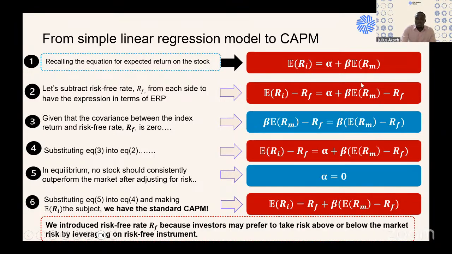If you subtract a constant from both sides of the equation, it doesn't lose its properties, right? Because it's a constant, I'm subtracting the same values. And you will notice that I didn't put an expectation symbol around the risk-free rate, because the expected value of a risk-free rate is still the risk-free rate.